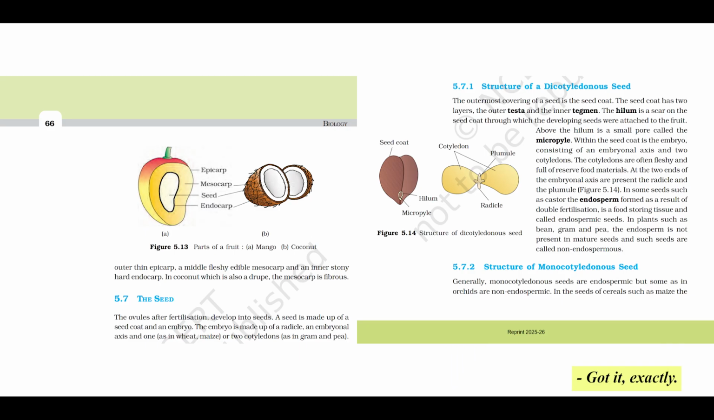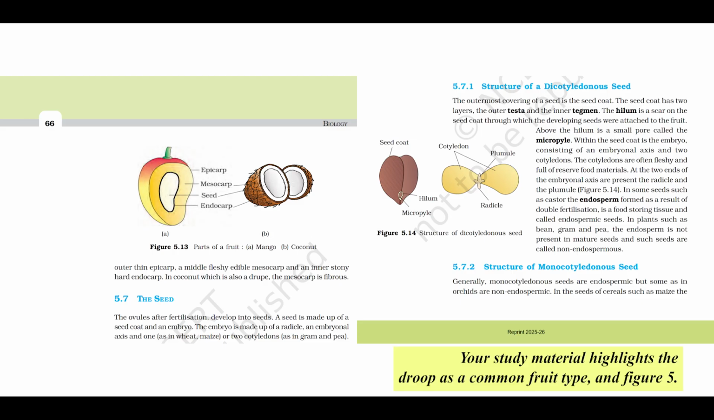Got it. Exactly. Your study material highlights the drupe as a common fruit type, and figure 5.3 is excellent for illustrating this. Drupes are characterized by developing from a monocarpellary superior ovary, meaning formed from a single carpel, and the ovary was superior, and they typically contain only one seed. Let's look at two classic examples of drupes to understand the pericarp layers clearly, as shown in the figure.